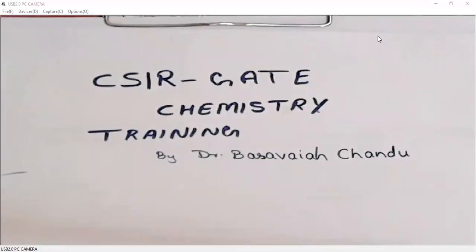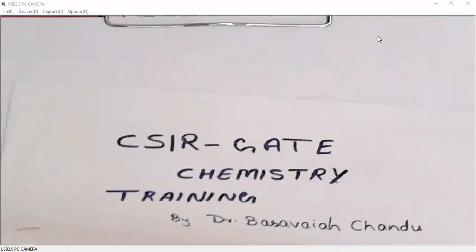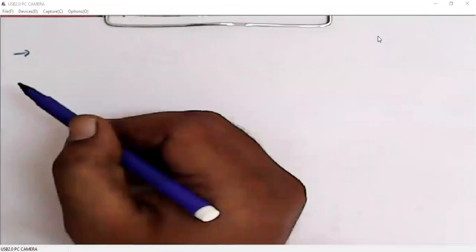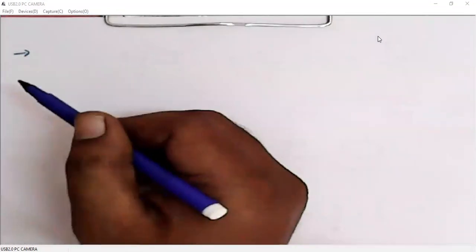Welcome to the class on pericyclic reactions. We were discussing 2 plus 2 cycloaddition reactions. Now we will see two more examples on in situ ketene preparation followed by 2 plus 2 cycloaddition.